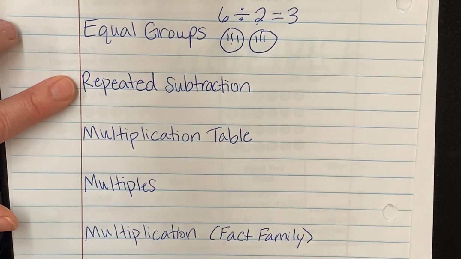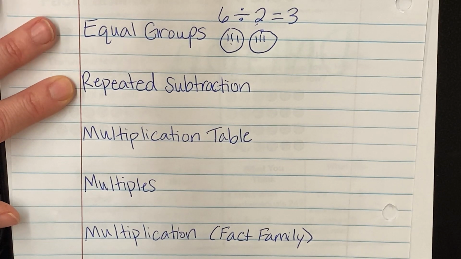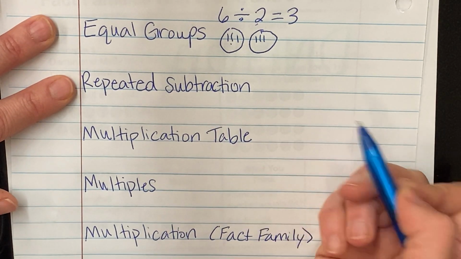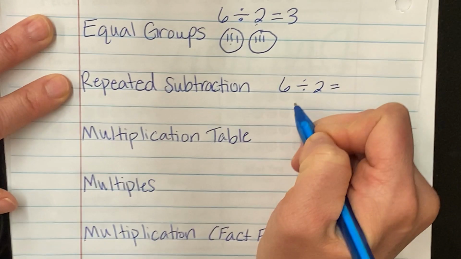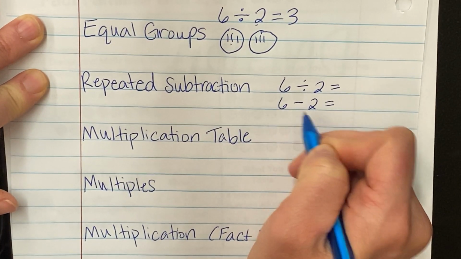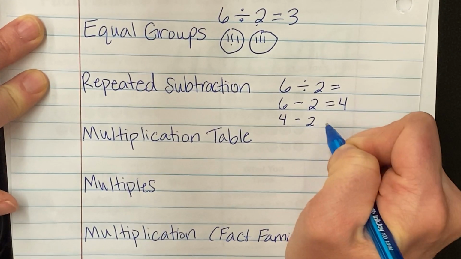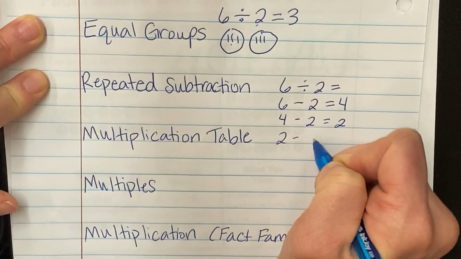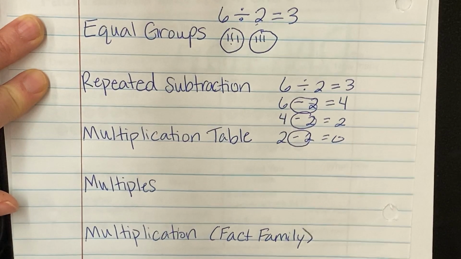Okay, then we're going to move to repeated subtraction. We did this several lessons ago, but this is when you just repeat the subtraction problem over and over until you end up with 0 and count the number of times you subtracted. So let's try it with the same problem. 6 divided by 2. The first step, remember, is to just change the division into a subtraction problem. 6 minus 2 is 4. Bring down your 4. Minus 2 equals 2. Bring down your 2. 2 minus 2 is 0. And then you count how many times you subtracted, and it's 3.